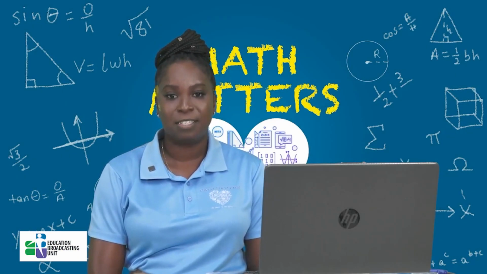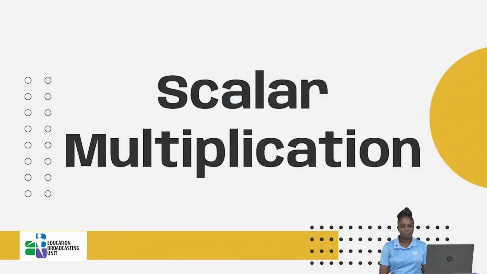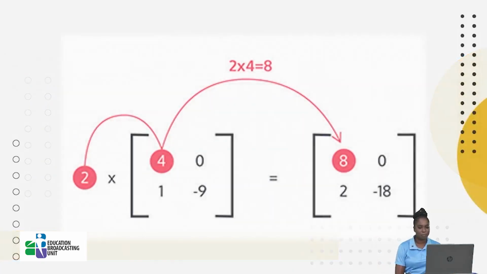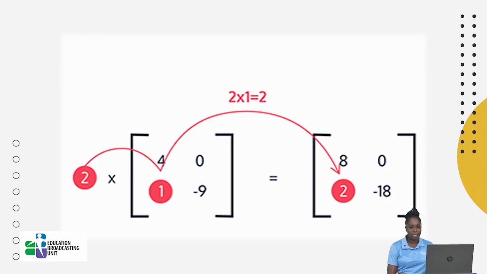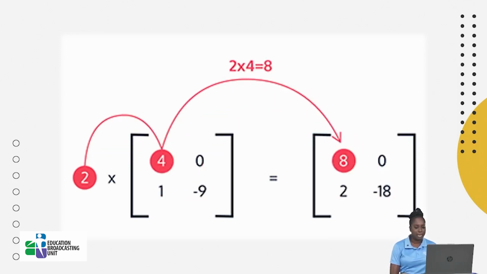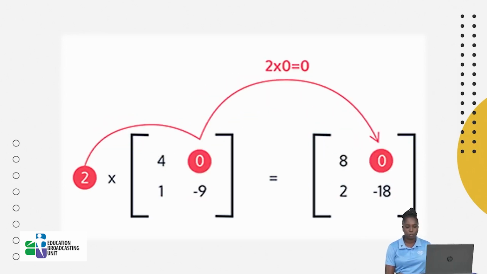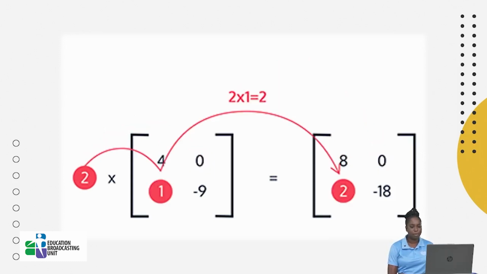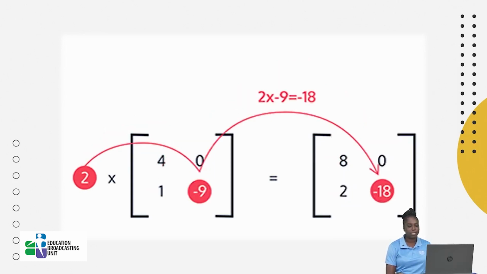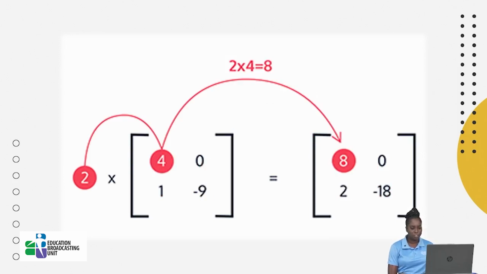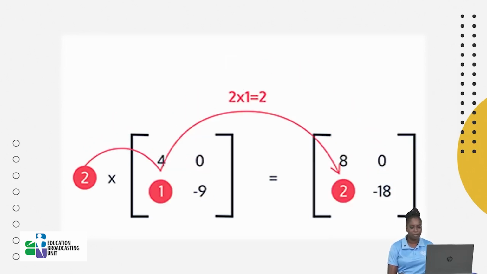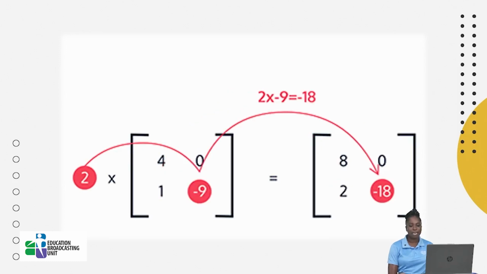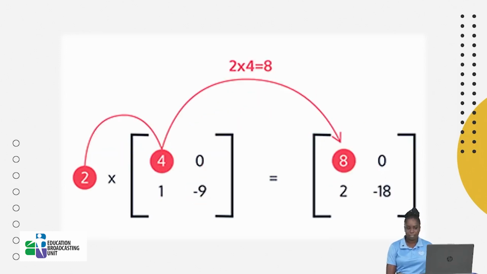Let's move on to scalar multiplication. When we work with matrices, we refer to real numbers as scalars. The term scalar multiplication refers to the product of a real number and a matrix. In scalar multiplication, each entry in the matrix is multiplied by the given scalar, or in simpler terms, by the number on the outside of the matrix.